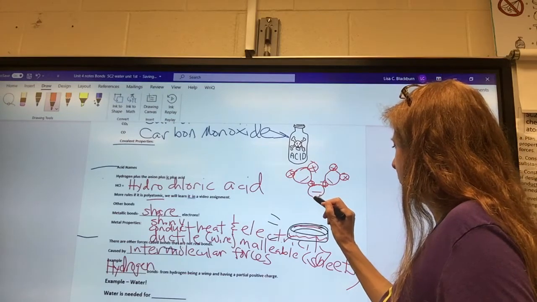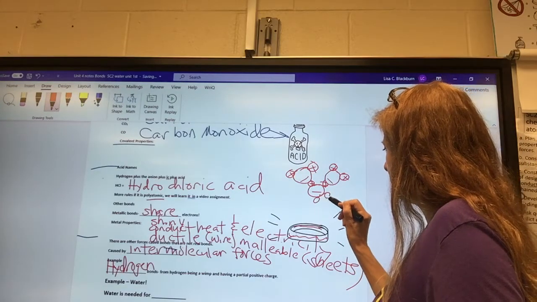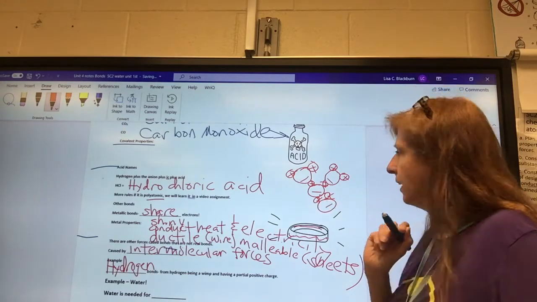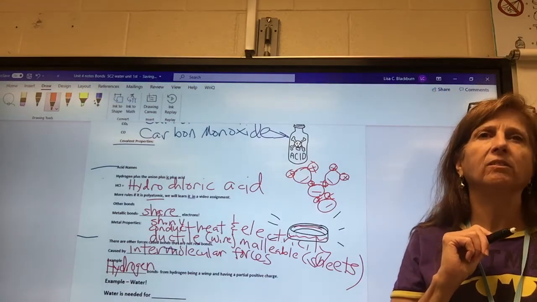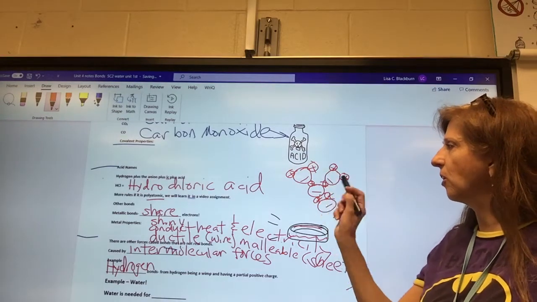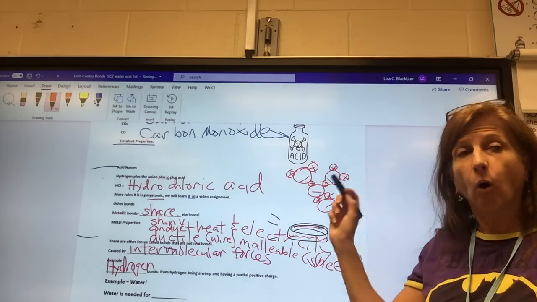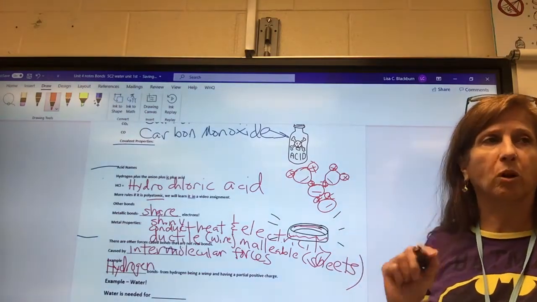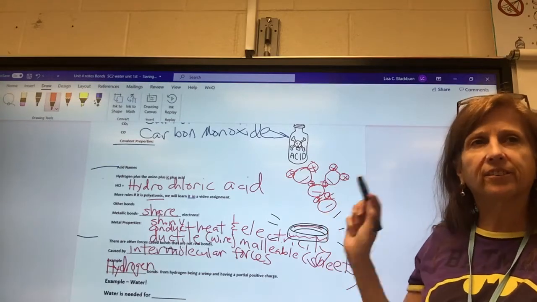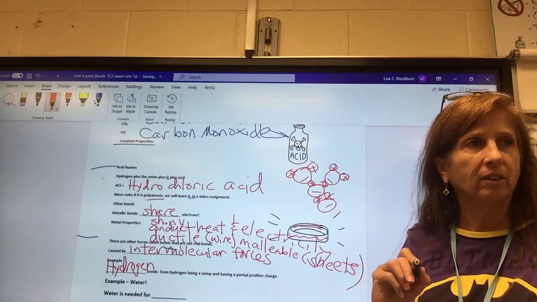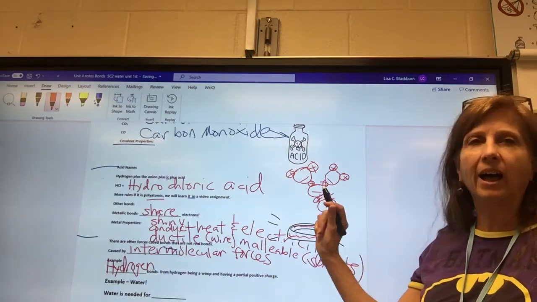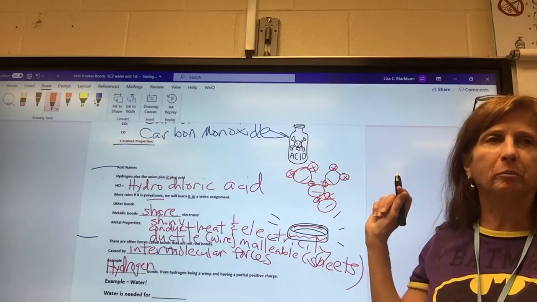This negative will attract some little positive ears, and they'll stick to them. Can you see how it's sticking together now? It's not a real bond because electrons are not shared or transferred between these water molecules. But there is a force of attraction that sticks them together. It is extremely important. You would not be alive if this was not happening. There would be no life.